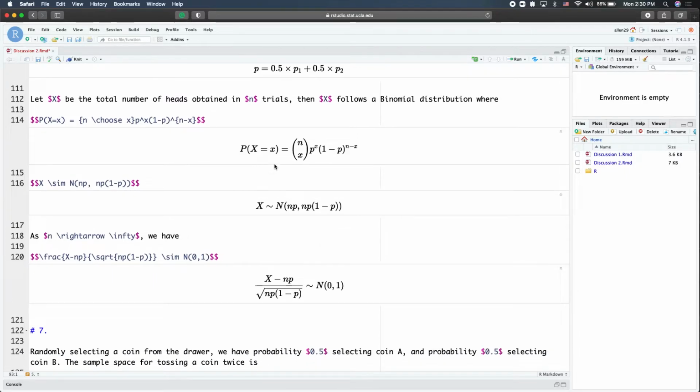When n is large, x can follow a normal distribution, where the mean is just the mean of the binomial distribution, which is n multiplied by p, and the variance is just the variance of the binomial distribution, np multiplied by 1 minus p. If you also subtract the mean and divide by the standard deviation, you will get the standard normal. So here it's all about when n is large, and then we can approximately consider that as a normal distribution.